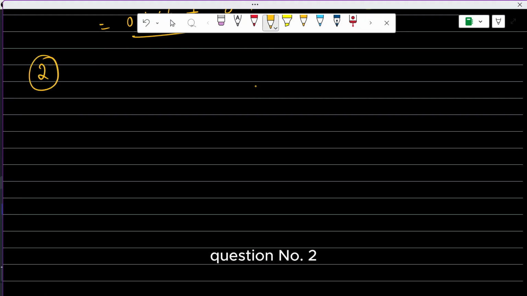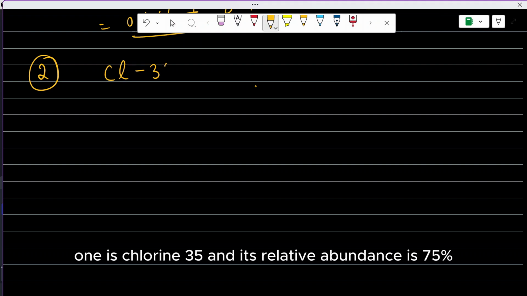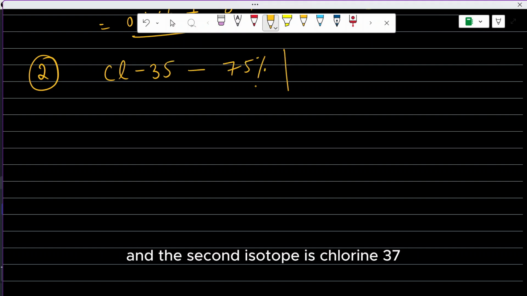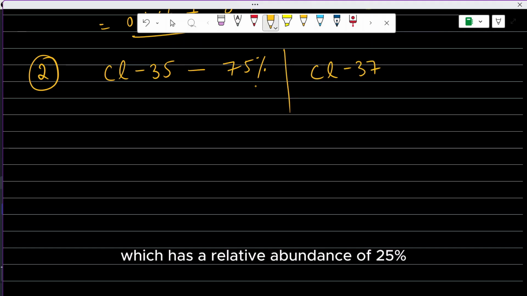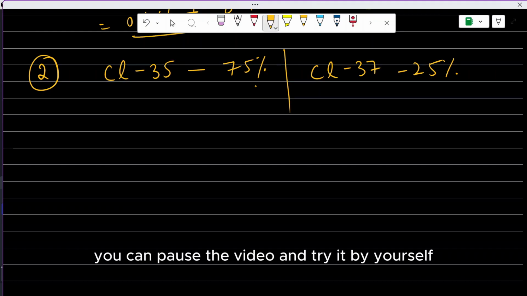Question number 2. Chlorine has 2 naturally occurring isotopes. One is chlorine-35 and its relative abundance is 75%. And the second isotope is chlorine-37, which has a relative abundance of 25%. So go ahead and try this question. You can pause the video and try it by yourself.